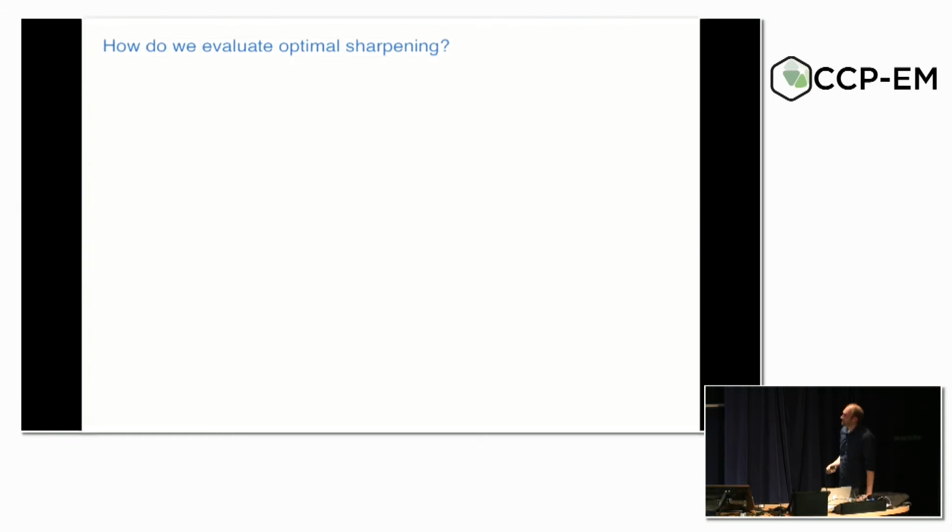Then the question is, how do we evaluate optimal sharpening? So when do we actually know that our map is optimally sharpened? Most of the time we look at this in the EM map, we say that looks good, but that's probably not the way to do it.